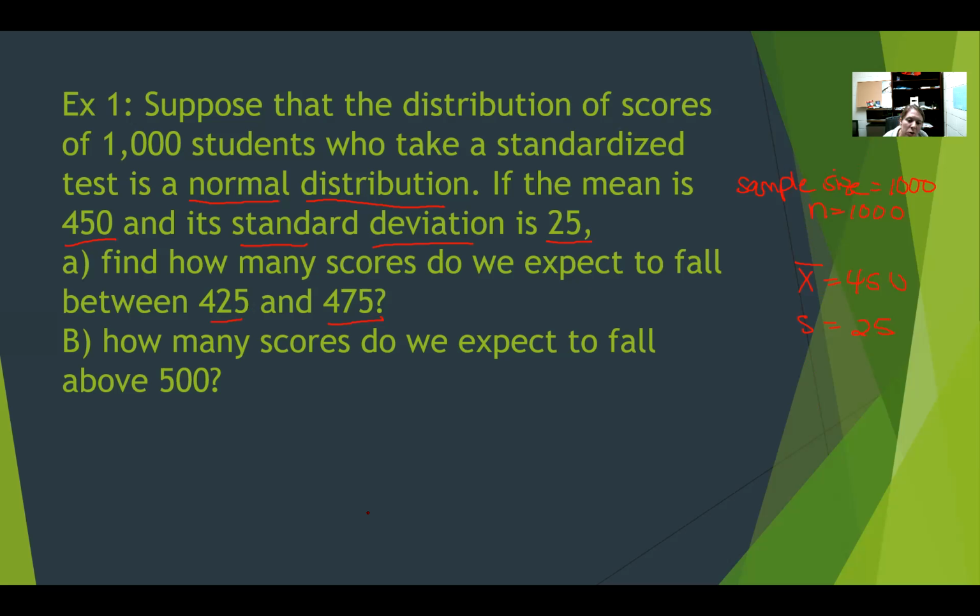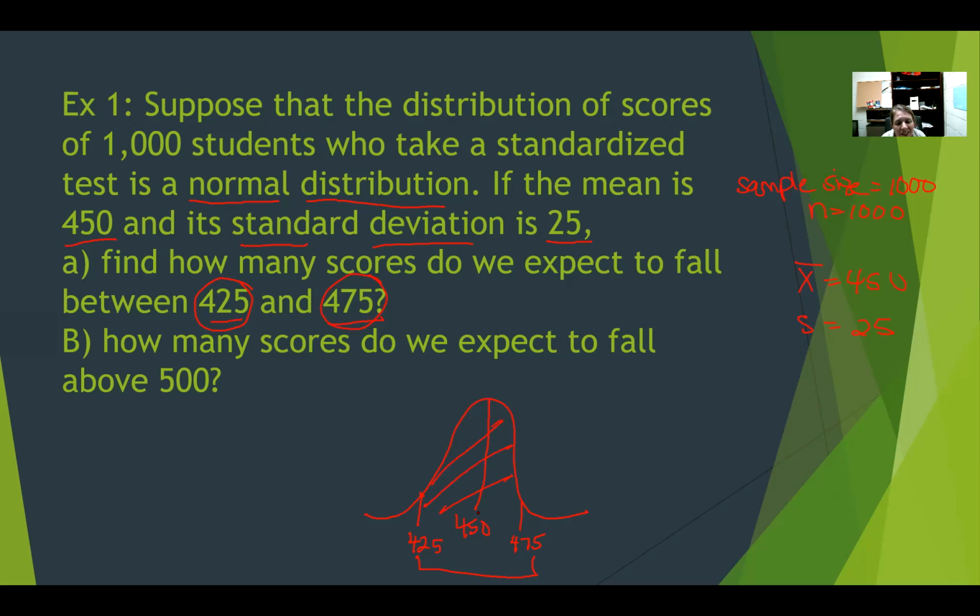So first we need to look at our normal distribution. We know it's normal, and we know my mean is at 450, okay? So let's try to determine first what 1 standard deviation would be. So I'm going to have to go 25 this way, which will be 475, and then 25 this way, which will be 425. Okay, so that's 1 standard deviation. And notice here, our 1 standard deviation matches up with what they're asking for. So for 1 standard deviation, our data would be 425 and 475. So we want to know how many scores we expect to fall between that.